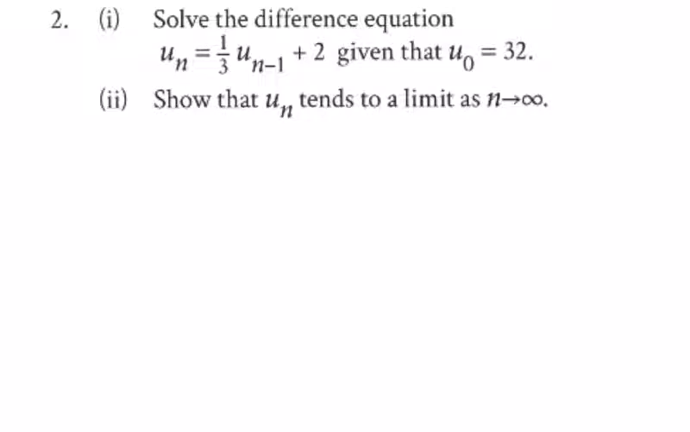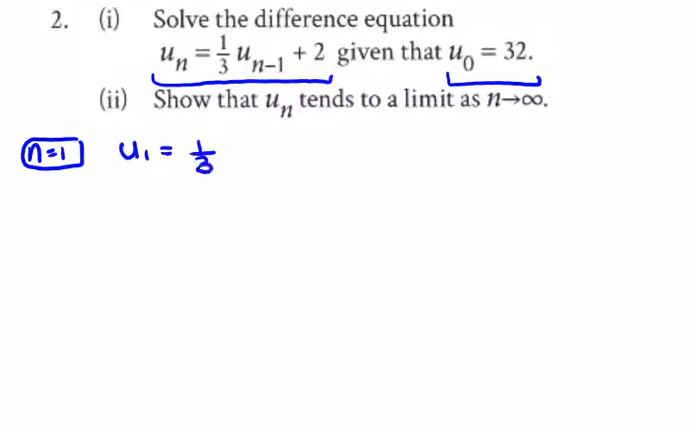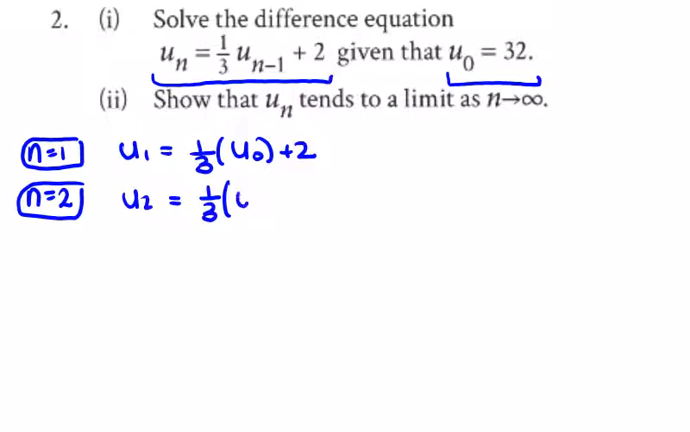Same type of maths involved here. Given the expression, we're asked to solve this difference equation. u0 is 32. So when n is equal to 1, we get u1 is equal to a third times u0 plus 2. When n is equal to 2, we get u2 is equal to a third times u1.